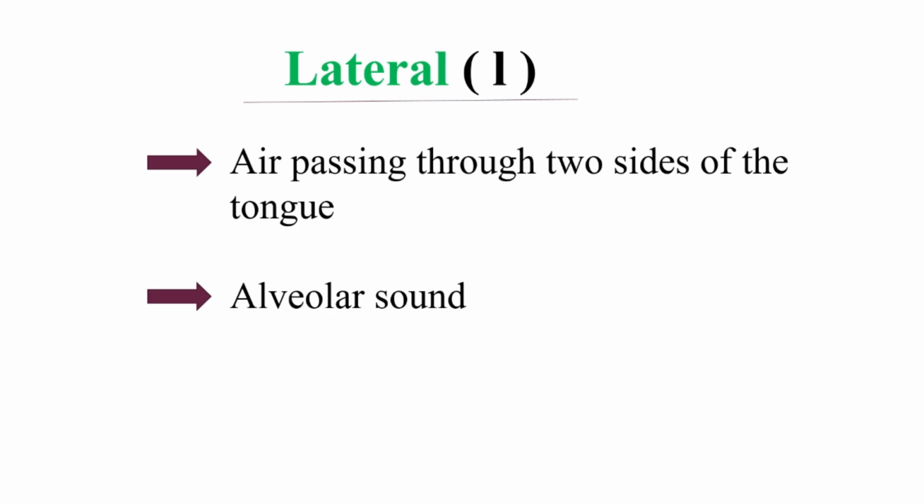And this lateral sound has two allophones. One is dark l, another is clear l. The dark l, for example, in ill, hill, kill, and for clear l, for example, look. These are examples of lateral sound.